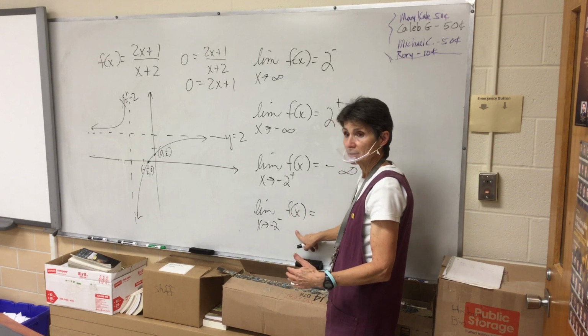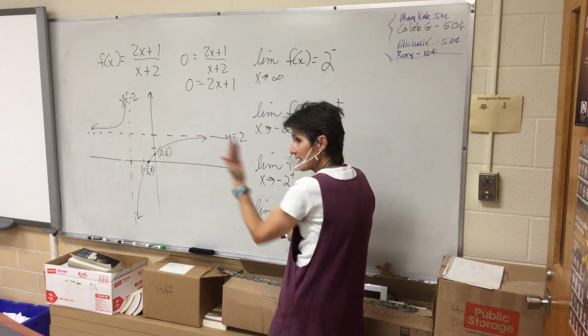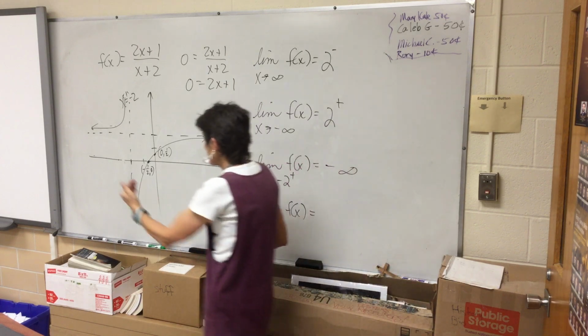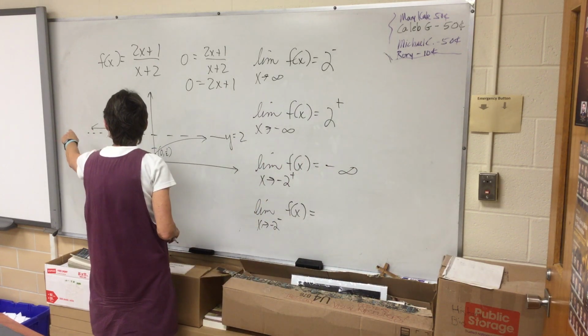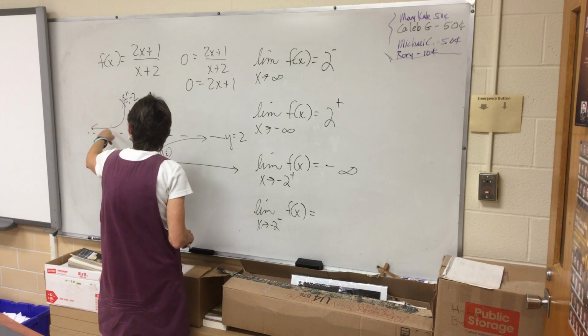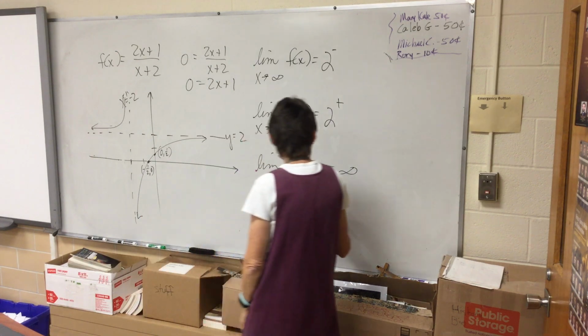So what does this say? Same thing, but now you're coming at the asymptote from the left. So as we move toward the asymptote from the left, we're going up, right? Positive infinity.